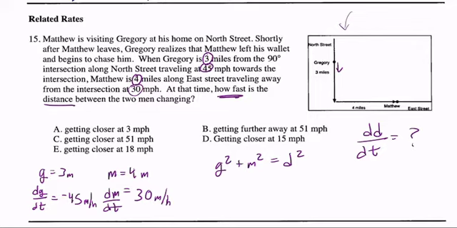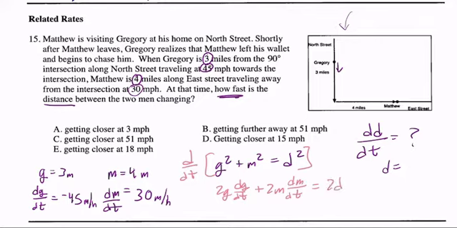Now, if you've done this a number of times, you might have realized, hey, I have to know what d equals in order to find out what dd over dt is. And you're right, because if I were to take the derivative of this with respect to t, you would get 2g dg over dt, plus 2m dm over dt, equals 2d dd over dt. We have all these numbers except for the d and the dd over dt. So if I plug them in, it would look like this.